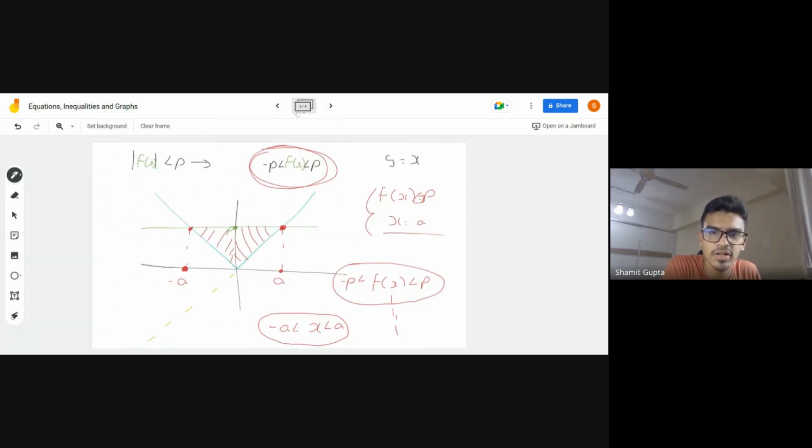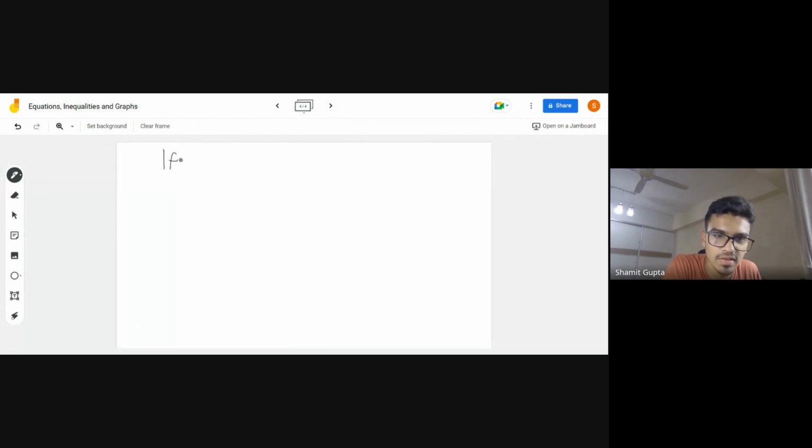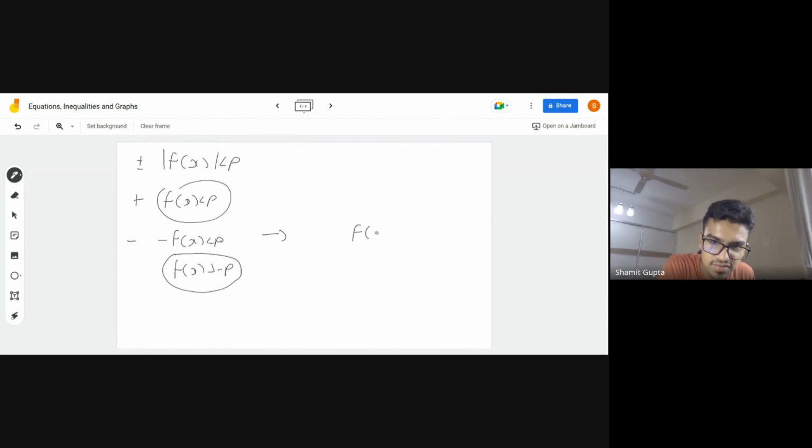One more way you can think about it, and you could use this if you forgot the formula. If you forgot the formula, f(x) could either have been positive or negative. So suppose f(x) was positive, it would be f(x) lesser than p, or suppose f(x) was negative, it would be negative f(x) lesser than p. So if I remove the negative here, it will become f(x) greater than negative p. Remember, when you do negative, the sign changes. So you have this and this, which is actually just f(x) between p and negative p. That's the formula for you.